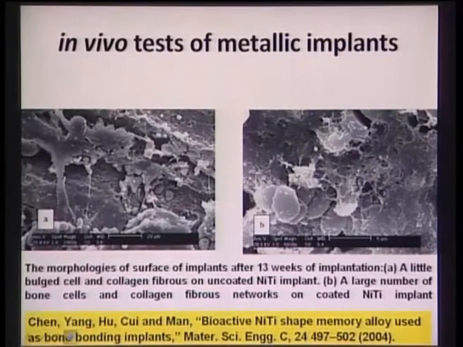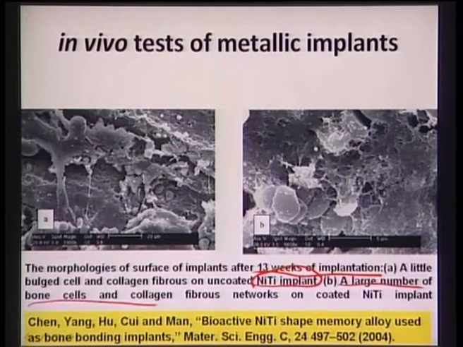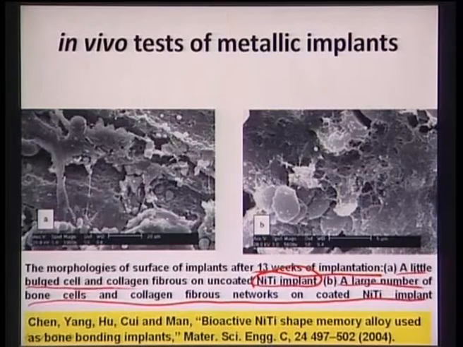Now there are several other metallic implants which are used in in vivo conditions, that is nickel titanium. This is the shape memory alloy, nickel titanium, and when this nickel titanium implant is put in for 13 weeks of implantation in a particular animal model, what you see here is a large number of bone cells and collagen fibrous networks, and a little bulge of cells and collagen fibers on the uncoated nickel titanium implant.